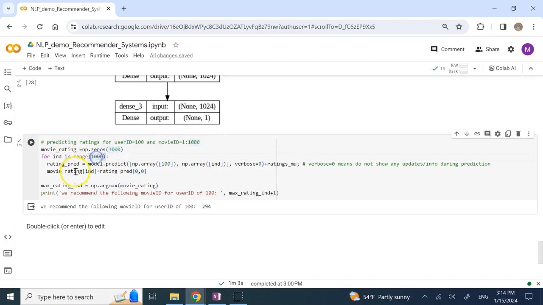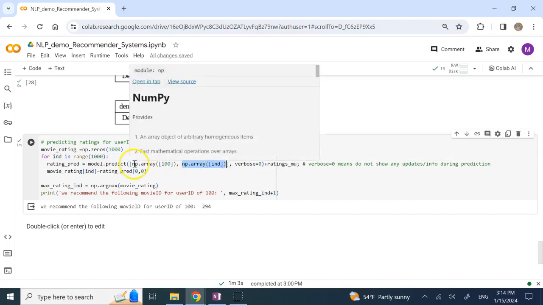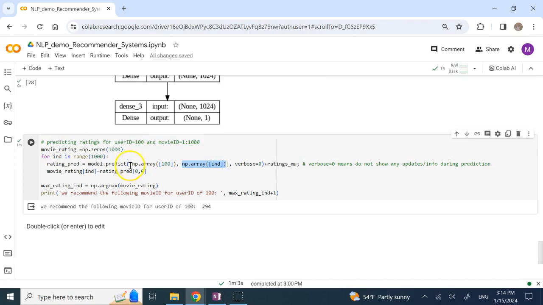Then I use a for loop for each one of those movie indices. I use that movie index, and I use user 100. I pass them as the inputs to the model predict. I ask it to not throw out any updates. So this will give me the predicted rating.